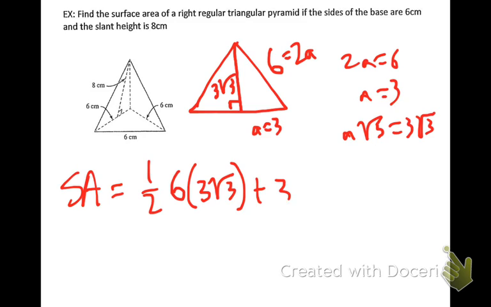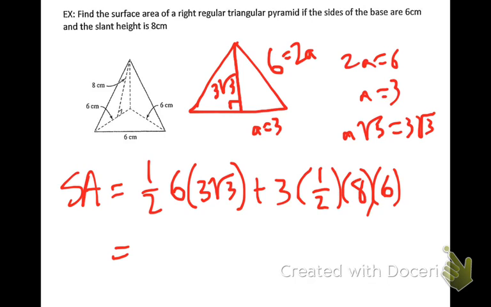plus then we have the 3 triangles on the side. So that'd be 3 times 1/2, and then we've got the slant height is 8, and the base is 6. So that's going to be equal to, multiply all that out, we get 9 radical 3 plus 72 centimeters squared.